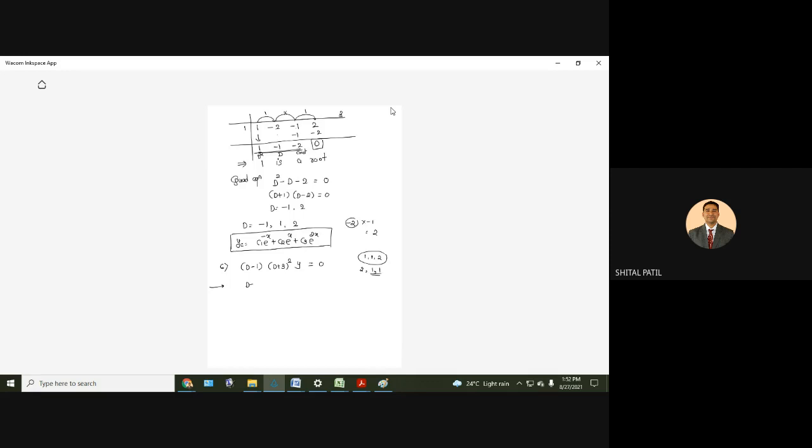And how can we cross check it? Multiplication of the roots equals, in case of a cubic equation, minus of the constant term. So multiplication equals the constant term. You understand this? Leave the sign for the time being.